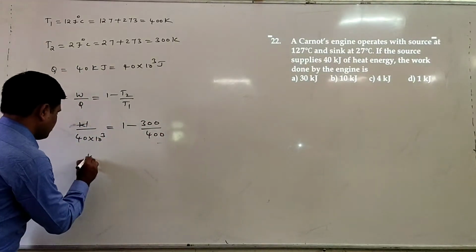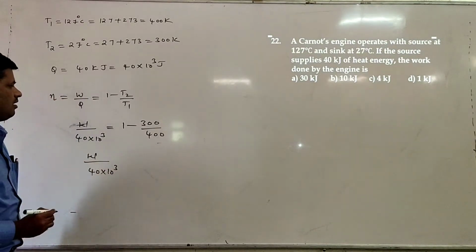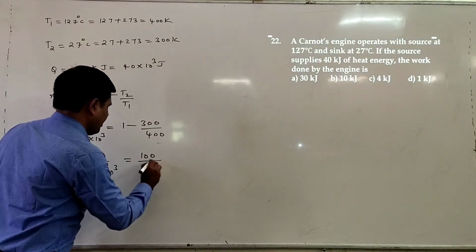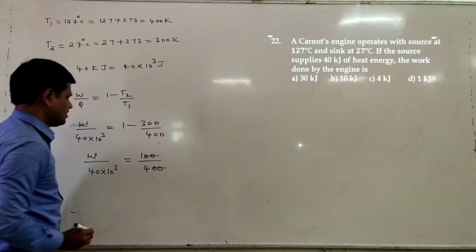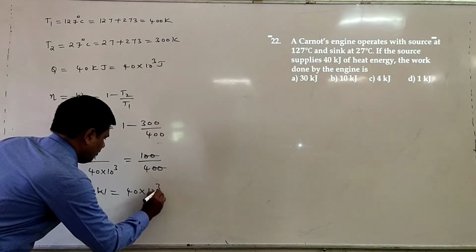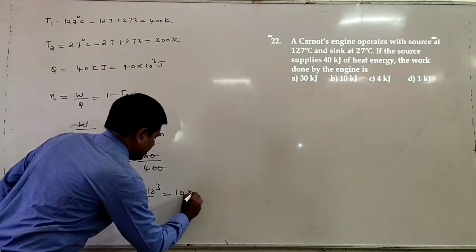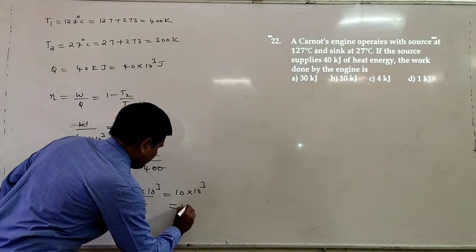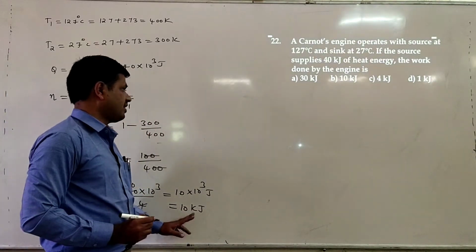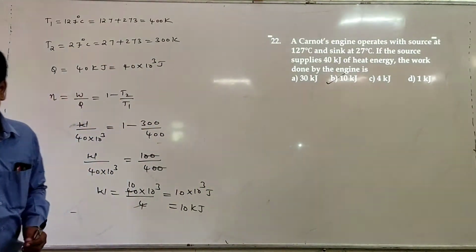Now, the work done by 40 into 10 power of 3 is equal to 400 minus 300, which is 100 by 400. These two zeros are cancelled. Now work done is equal to 40 into 10 power of 3 by 4. 4 ones are 4, 4 tens are 40, so it is 10 into 10 power of 3 joules. That means how many kilojoules? 10 kilojoules. Which option is correct here? B option is correct here.